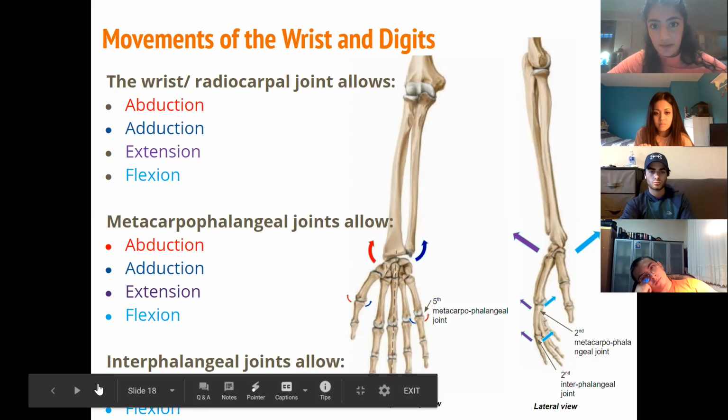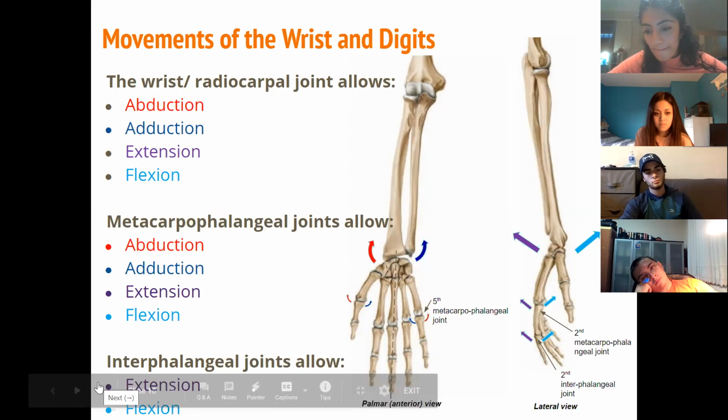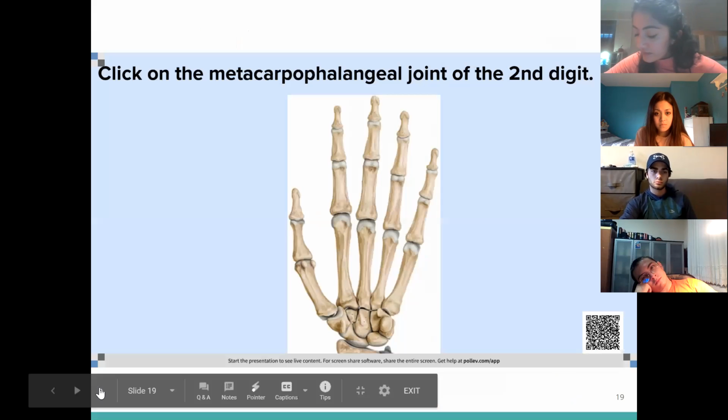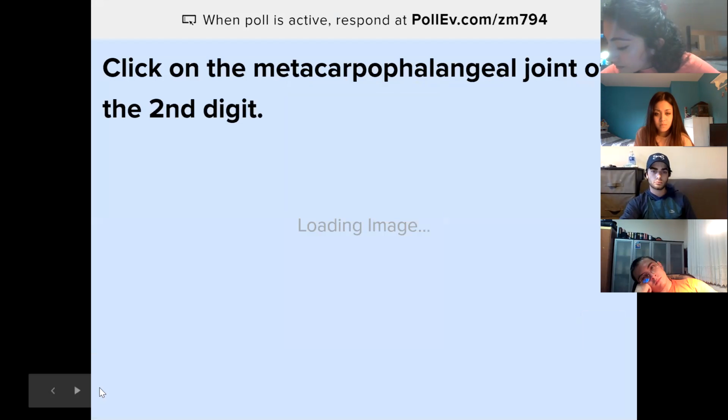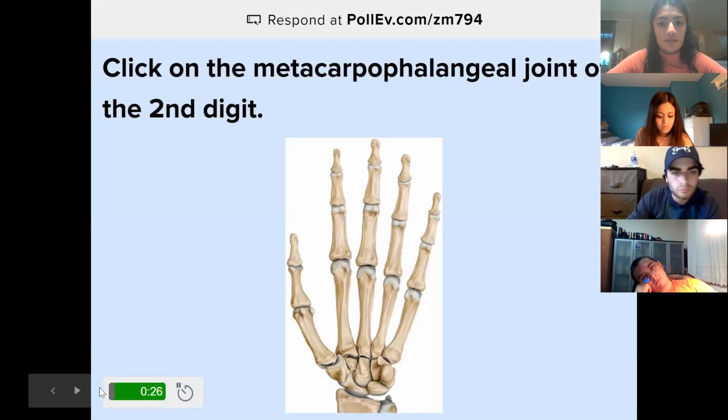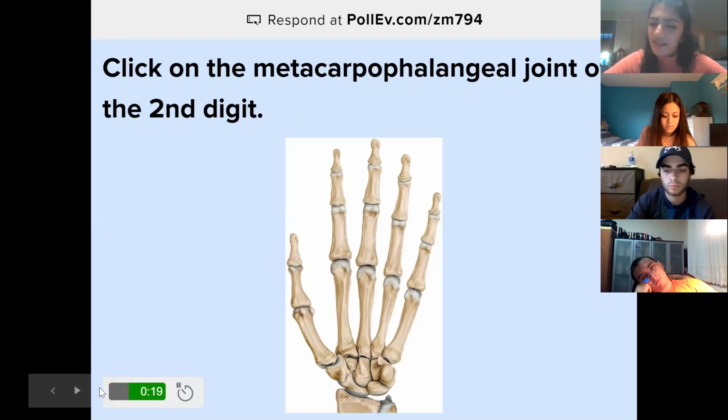Any questions on the wrist and the digits? I think we have a pull everywhere coming up. For this type of question, I don't know if we've done anything like this before. You just click in the general area. I think we did actually. We did this in the first lab, right? So just click in the general area of a metacarpophalangeal joint of the second digit.